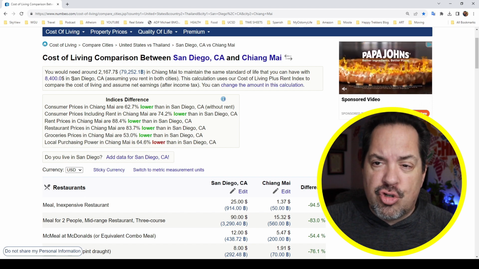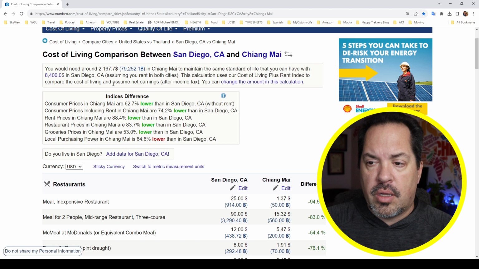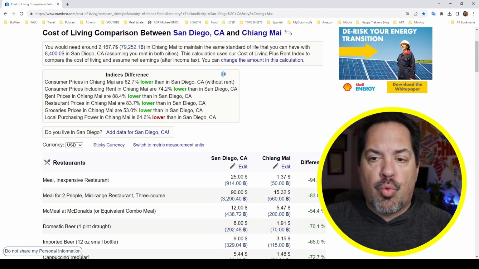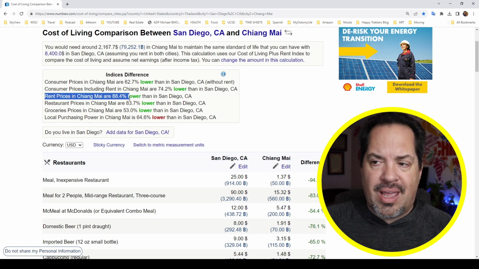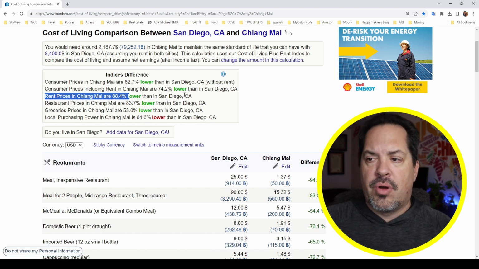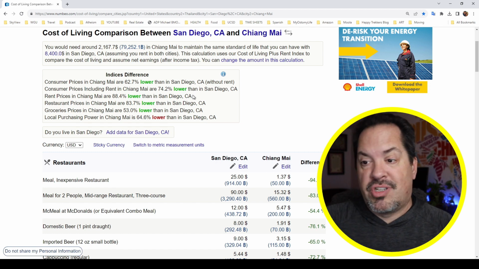But again, you're dropping from $8,400 down to $2,200. Very, very, very affordable. Rent prices are 88% lower in Chiang Mai than in San Diego. Again, that sounds insane, but it's not. It's actually just the reality.